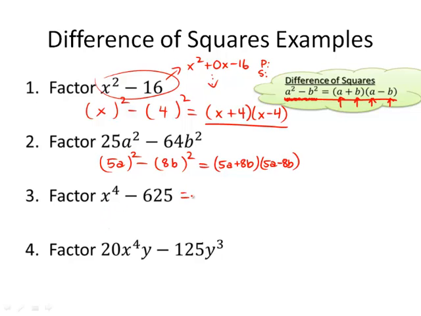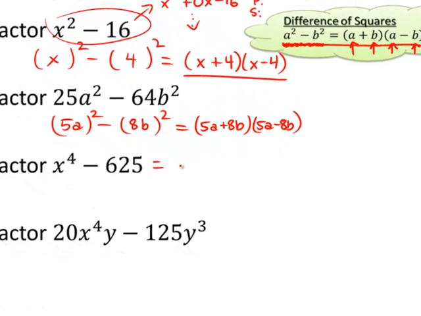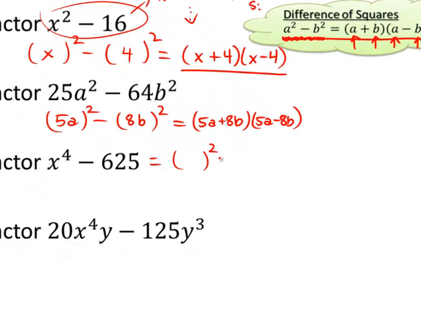You can also continue with things like x to the power of 4. What squared minus what squared is this? And if you're not sure if something's a perfect square, you can always use the square root button to find out. So 625, what's the square root of 625? It's 25, meaning 25 times 25 gives us 625.